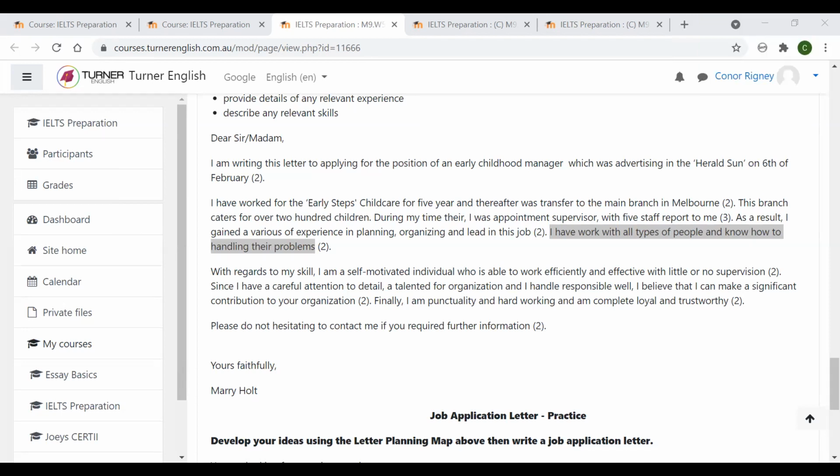Handling their problem. Well, no. Somebody said solve. I think Jason said solve. That works, but you don't need to change it. You can keep the same verb, but you need to change the grammar. What do we need to change?